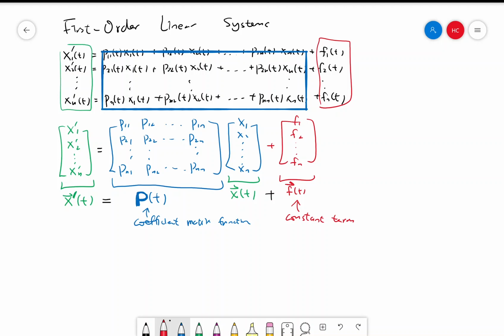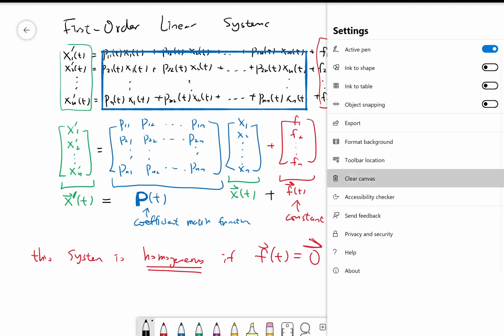And this system is homogeneous if the constant term is 0, so if f is the 0 vector. Okay, so we're going to first just discuss homogeneous systems for now. Before we talk about solutions, we first have to talk about independence of solutions. So let's do that.